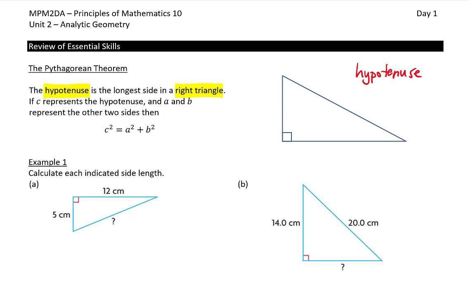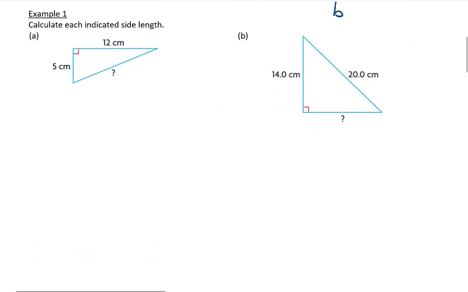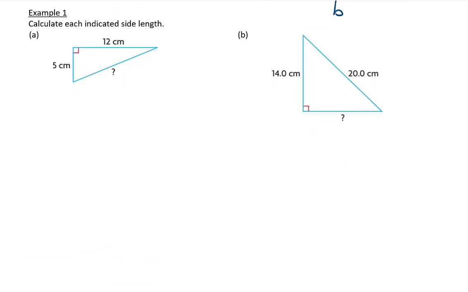If C represents the hypotenuse, and A and B represent the other two sides of the right triangle, then you should recall that the Pythagorean theorem states that C squared is equal to A squared plus B squared. So the square of the length of the hypotenuse is equal to the square of the length of side A plus the square of the length of side B. So let's practice calculating a few side lengths for right triangles using the Pythagorean theorem.